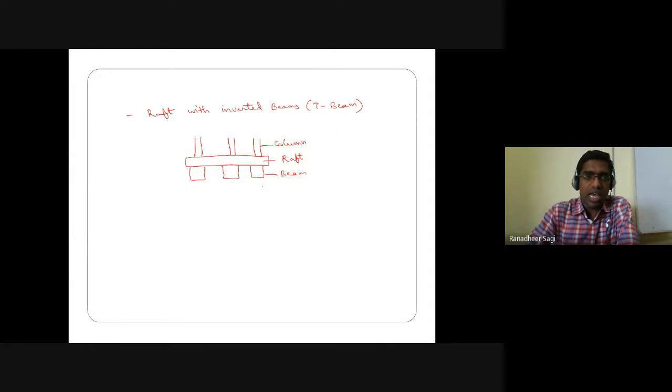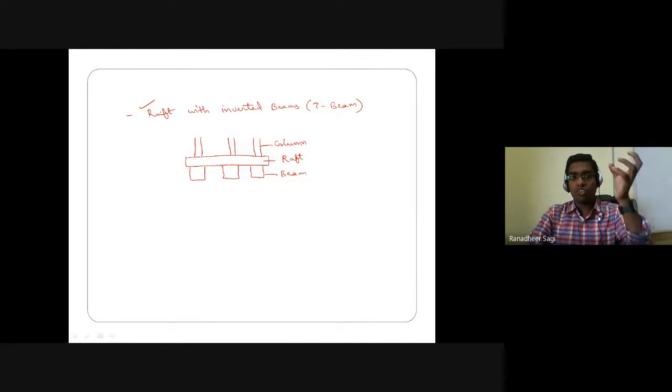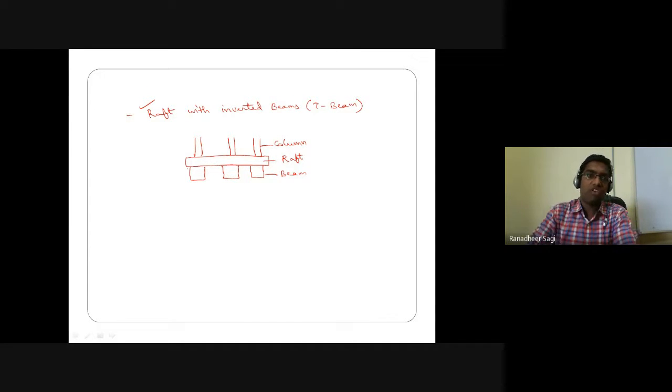And this is another type of raft foundation. In the earlier case, load was coming from the column, getting distributed onto the beams, and from the beams, load was getting redistributed onto the raft, and from the raft, the load was distributed onto the soil below the raft. But here in this case, the raft is taking the load from the columns, and the load carried by the raft is redistributed onto the set of beams below the raft, and from those beam cross sections, the load gets redistributed onto the soil on which those beams are resting.